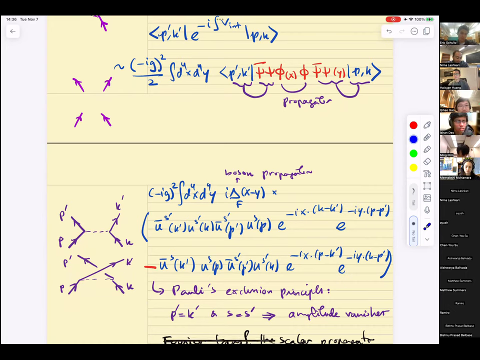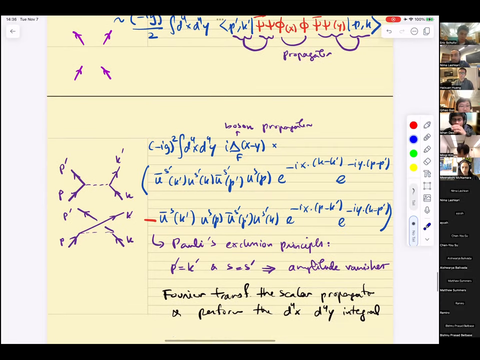Now you have two such diagrams. One is this, the other one is the same, but with P prime and K prime swapped. There's a minus sign in the middle. Do you know how I deduce the minus sign? It's Pauli's exclusion principle. Why is the minus sign Pauli's exclusion principle?